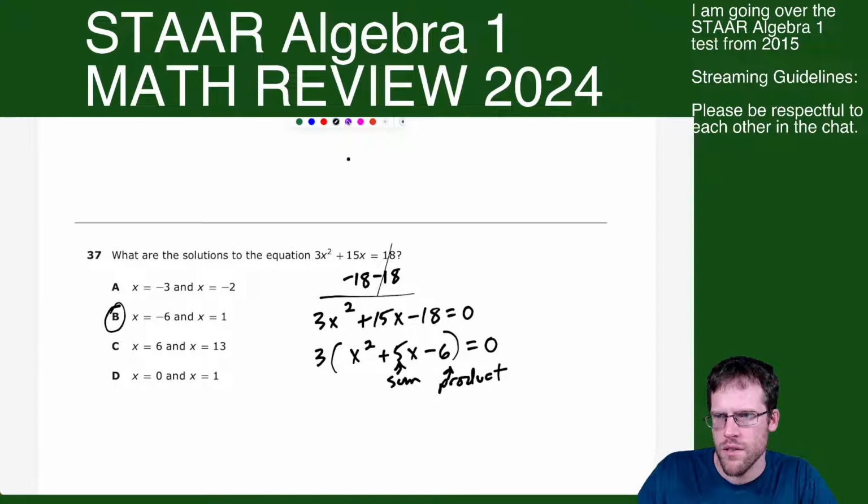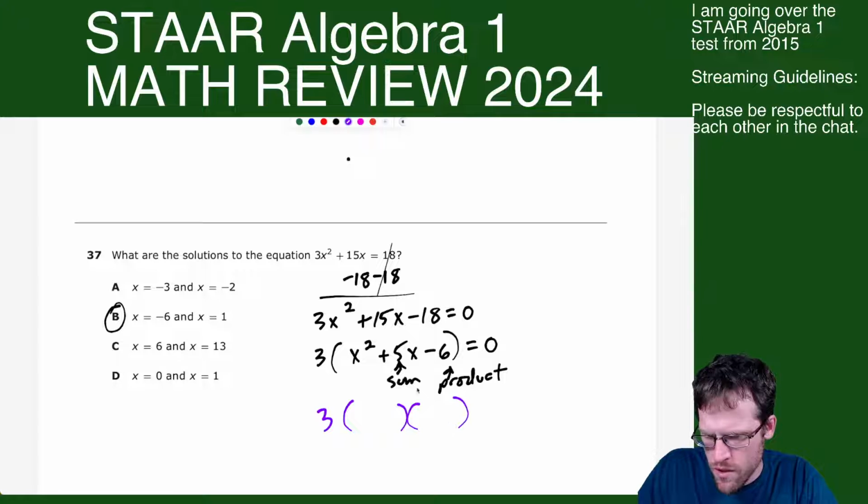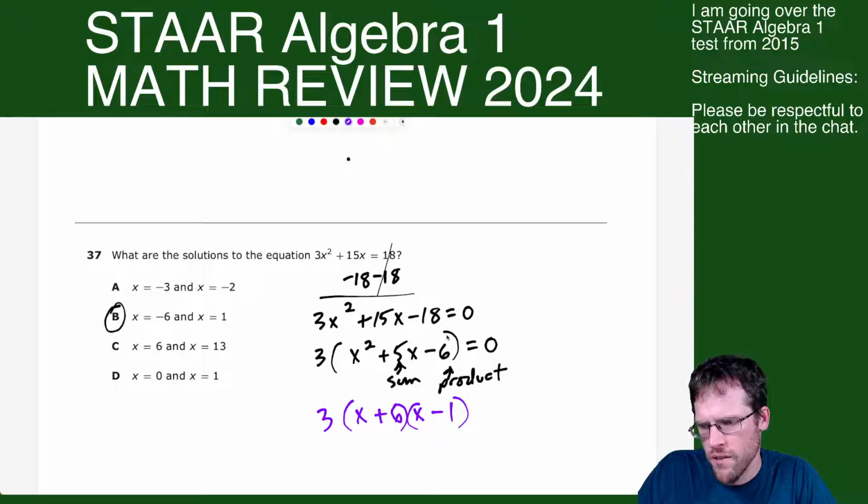So let's see here. We have 3 times, and let's think of the two numbers. We're multiplying to a negative, so we're going to have a positive and a negative. So here it looks like +6 and -1. 6 plus -1 is 5, and 6 times -1 is -6.